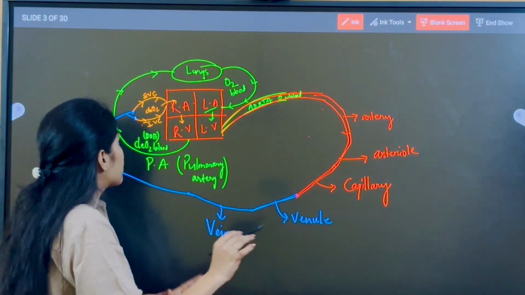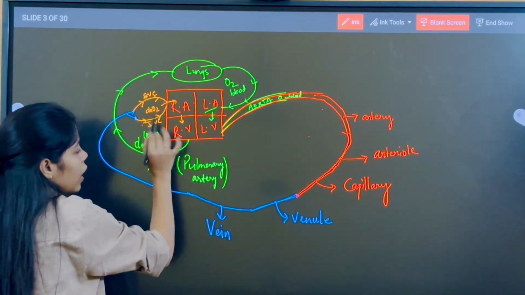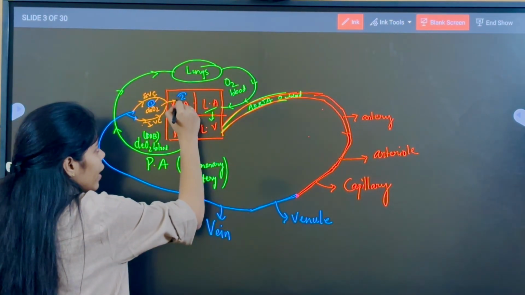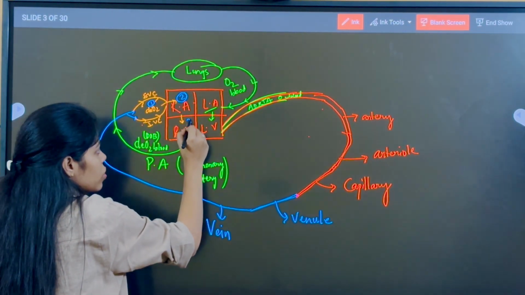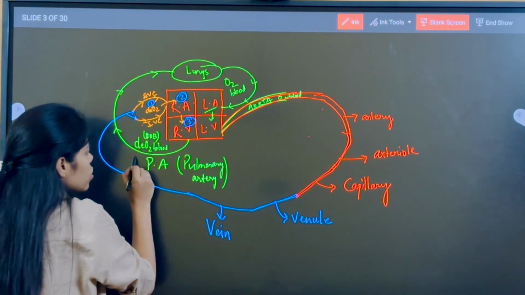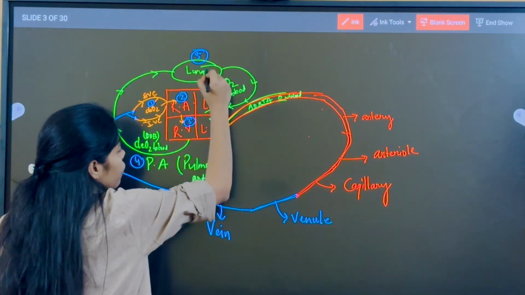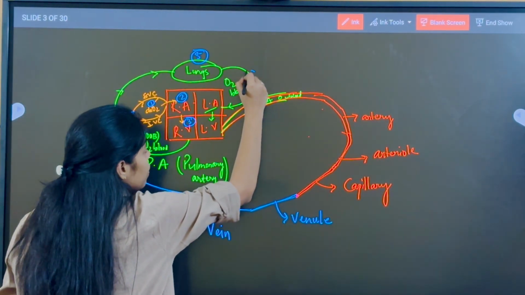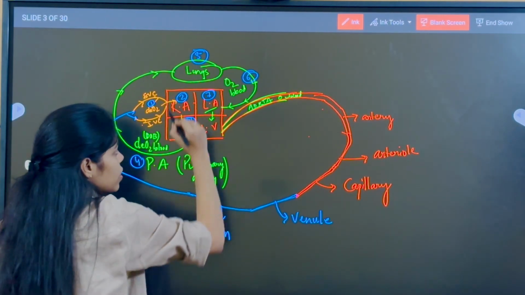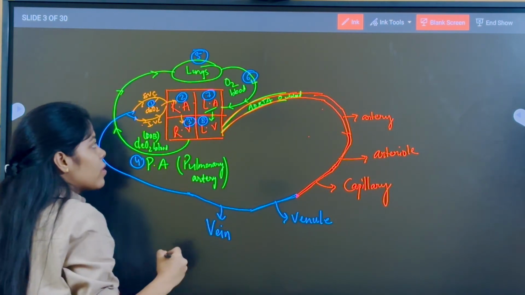So for the pathway, if we say that the superior vena cava and inferior vena cava bring deoxygenated blood to the right atrium. From the right atrium, it goes to the right ventricle. From the right ventricle, it goes through the pulmonary artery towards the lungs. From the lungs, the oxygenated blood comes back to the heart, that is the left atrium.